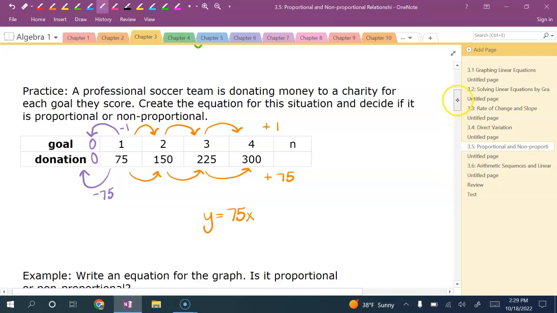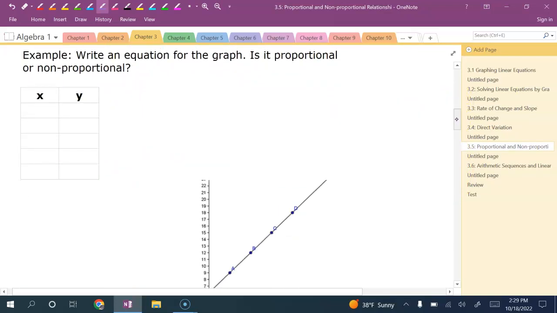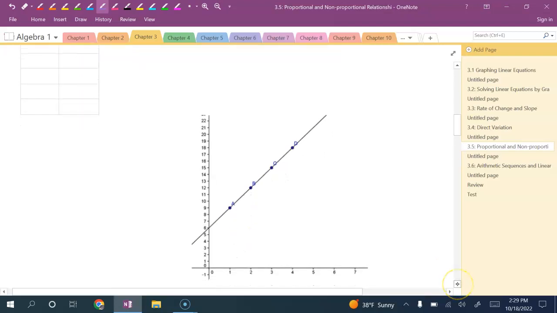Now sometimes it's going to give you a graph, like this next one here. They're asking us to write an equation for the graph, and then they want us to say, is it proportional or not proportional? So for this one here, they do give us a little table for us to fill out the values. Hopefully, you guys can look at this graph and see that it does not go through 0, 0. It goes up here at 6. So this would be considered non-proportional.